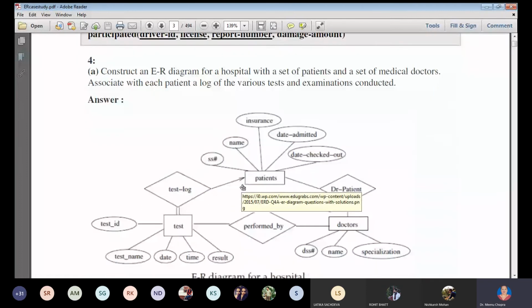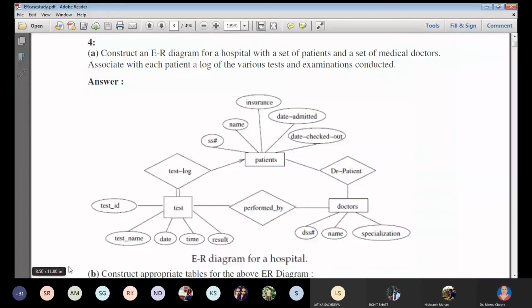Similarly, the fourth ER diagram, this one. Yes, class, in the last class I gave you a list of tools so that you can make the ER diagrams. Now, an ER diagram for a hospital with a set of patients, with a set of medical doctors, and each patient has a log of various tests and examinations conducted. So this is your ER diagram for a hospital.